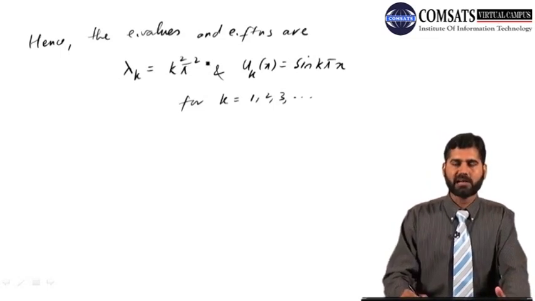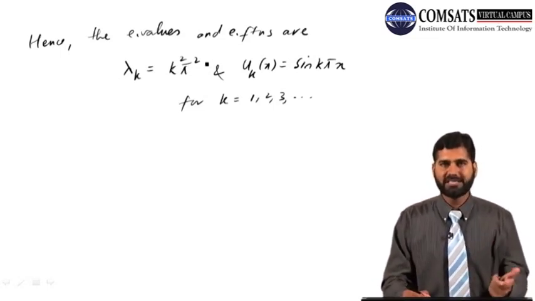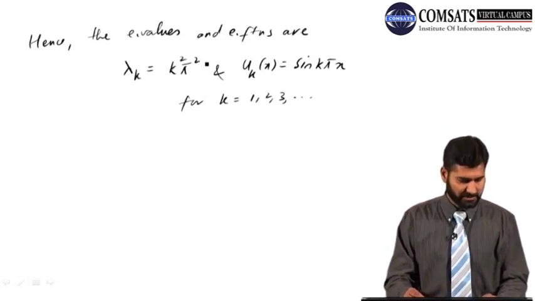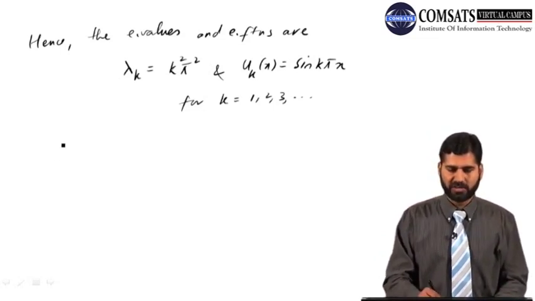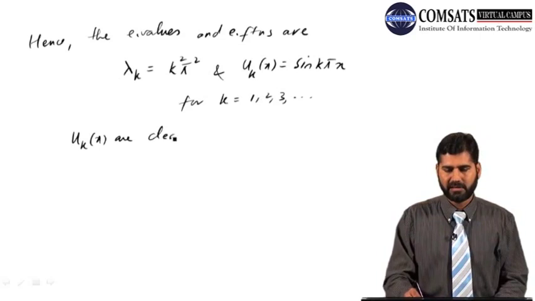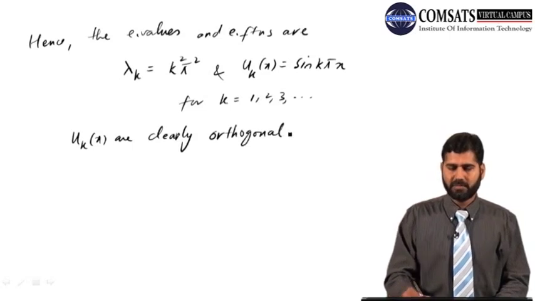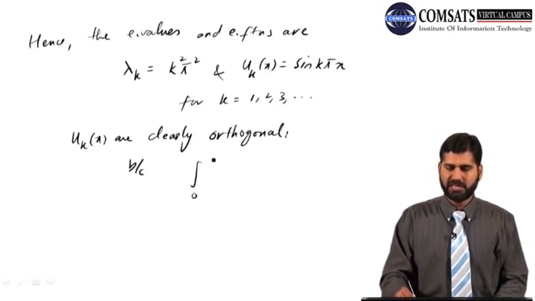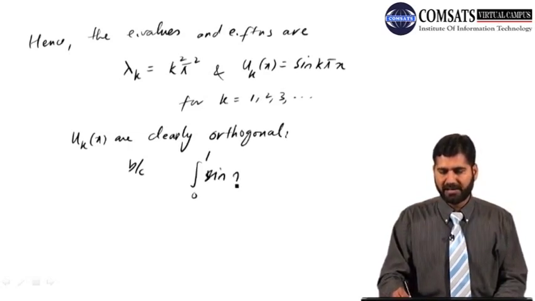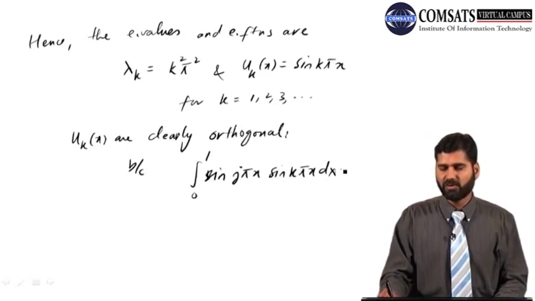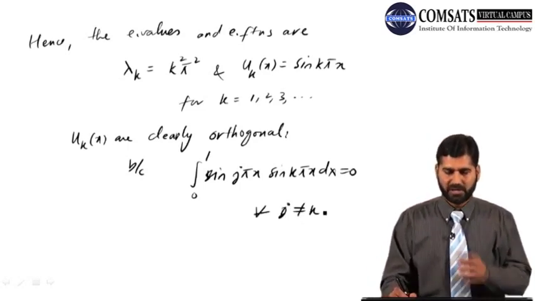Because we were unable to solve the integral equation, we solved the corresponding initial value problem to get the eigenvalues and eigenfunctions. And these are, of course, orthogonal. The u k of x are clearly orthogonal, because it is very easy to see the integral of sine j pi x and sine k pi x dx. These are equal to 0 for all j not equal to k. This is clearly equal to 0.